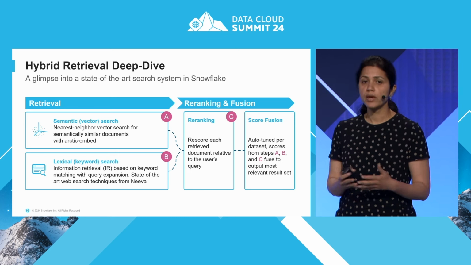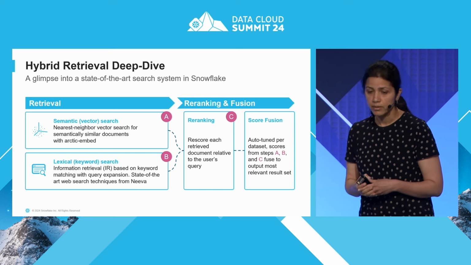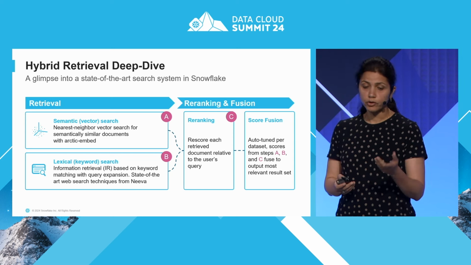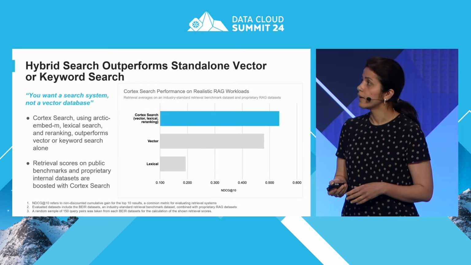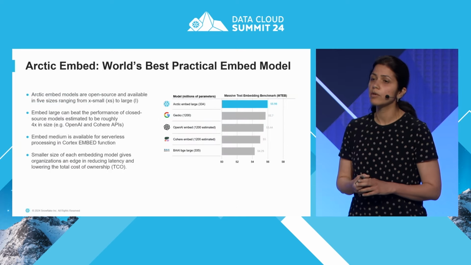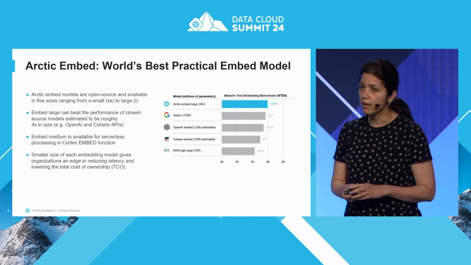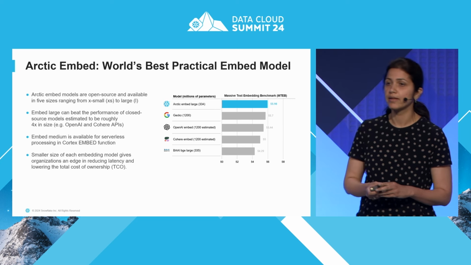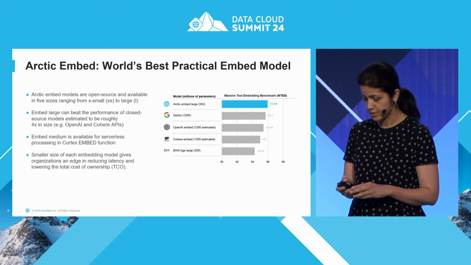For keyword, we built on the state-of-the-art techniques from web search techniques from Neva. And for the semantic vector search, in fact, we had recently announced a family of models called Arctic Embed. These are world's best, but also practical embedding models, and that's what powers Cortex Search behind the scenes.